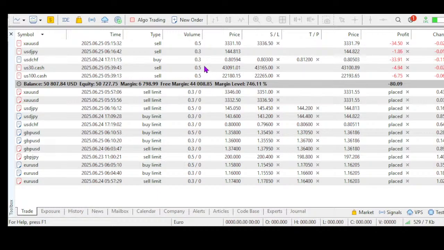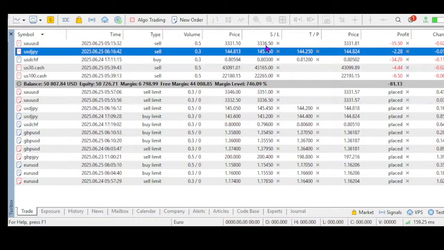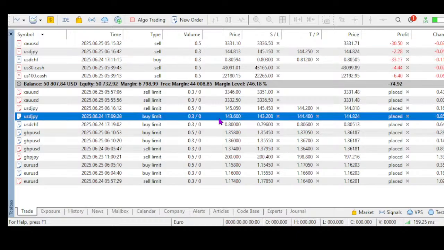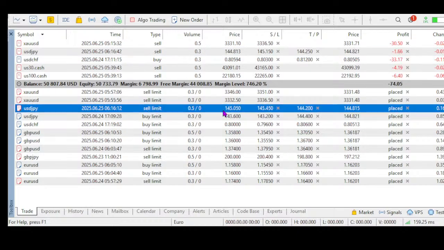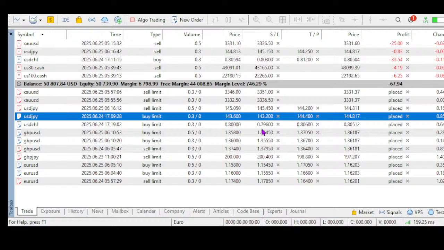So I'm going in for a market entry, and that one I'm putting a stop at 45.15 and TP at 44.25. So I have entered this selling at market. So now I have two more orders. That means one more selling at 45.05, TP at 44.20, then buying at 143.60, stop and exit at 144.40.